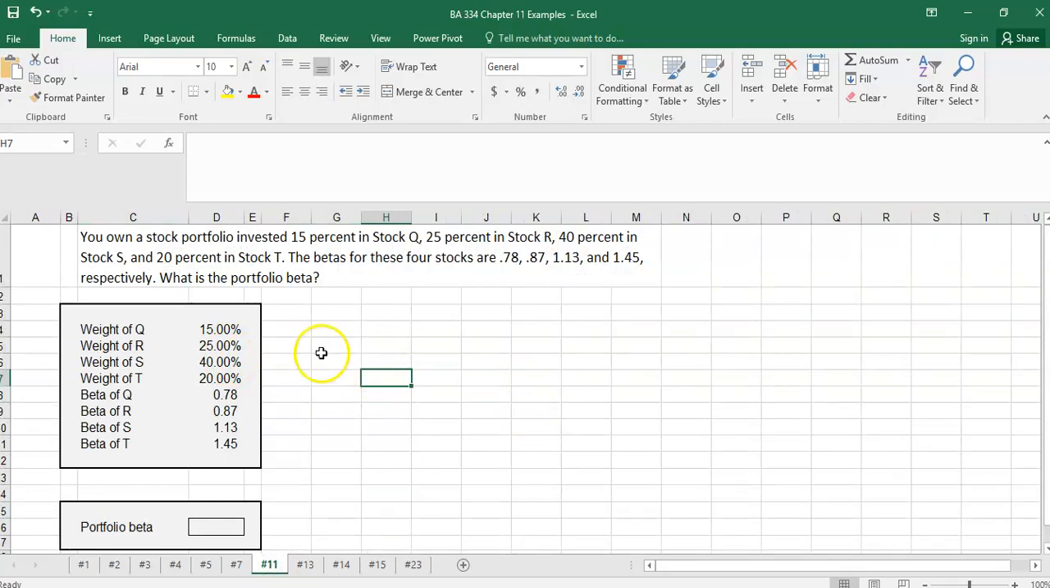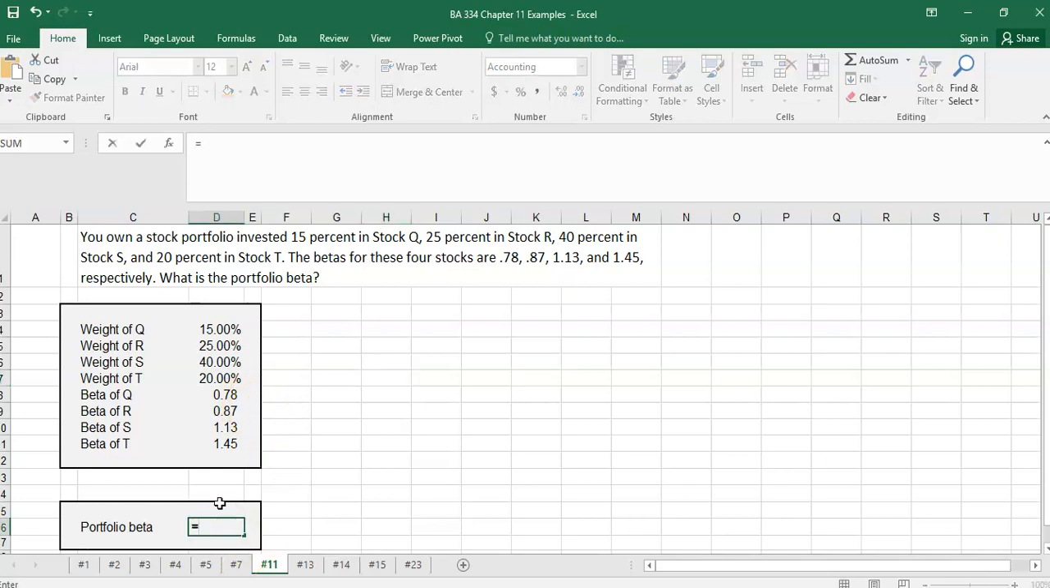Now we have information about the weight of stock and the betas for stock. So remember, the beta is a measure of risk for stock. The average risk has a beta of 1, and anything below 1 is lower than average risk, and anything above 1 is higher than average risk. So it's an indicator of risk. We want to know what the portfolio beta is. We need to take the weight of each stock times the beta of that stock and add those results together.